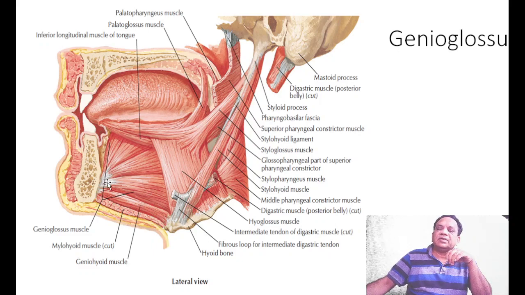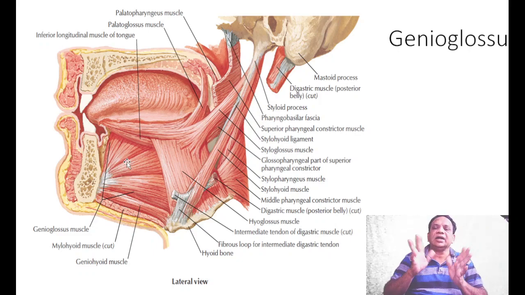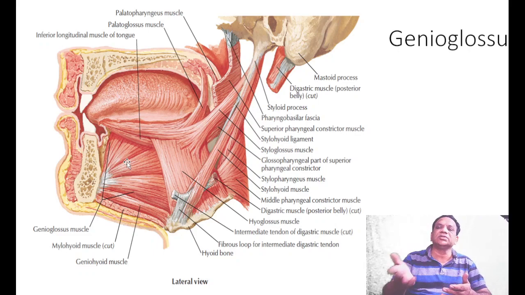Why is this muscle so important? This genioglossus forms the bulk of the tongue. The entire tongue bulk is formed by the genioglossus muscle itself. All fibers scatter along the entire size of the tongue, and they interlace with the other muscles. Remember this, they interlace with the other muscles, and these muscles are the muscles which cause the protrusion of the tongue. So we can protrude our tongue outside the mouth, and that's why it is very important.